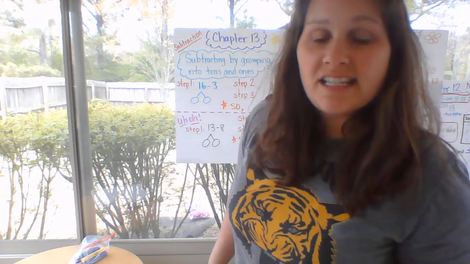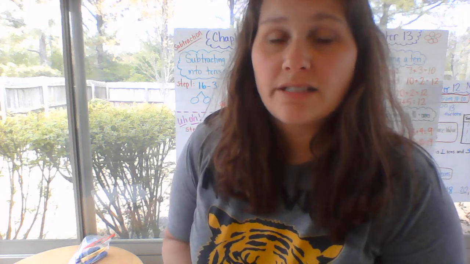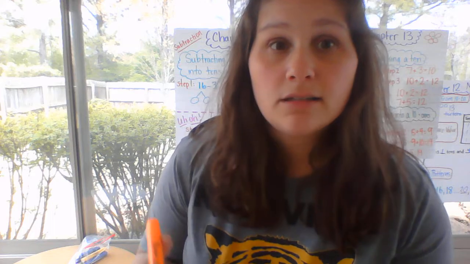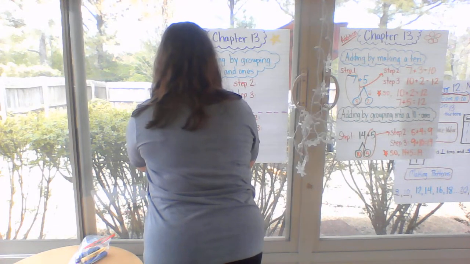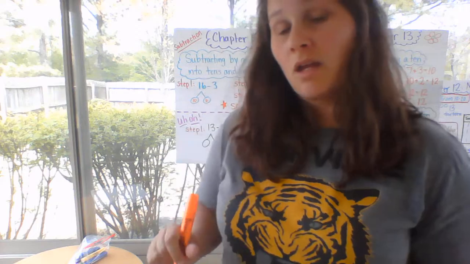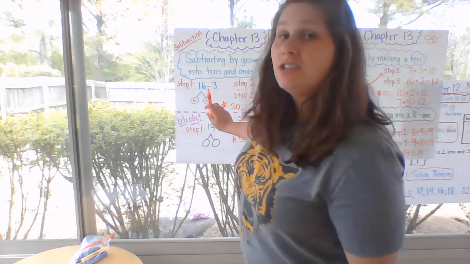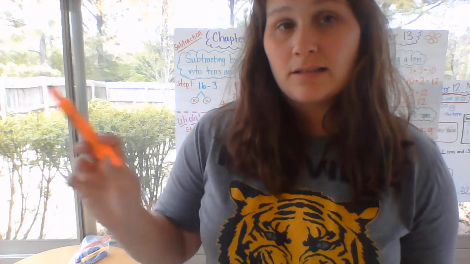So you have 16 take away 3. So you would break that into tens and ones. What is 16 into tens and ones? 10 and 6. Now, the first thing you're going to do is you're going to subtract your ones. Now, you have to be careful here. You can't do 3 take away 6, right? You have to do 6 take away 3.